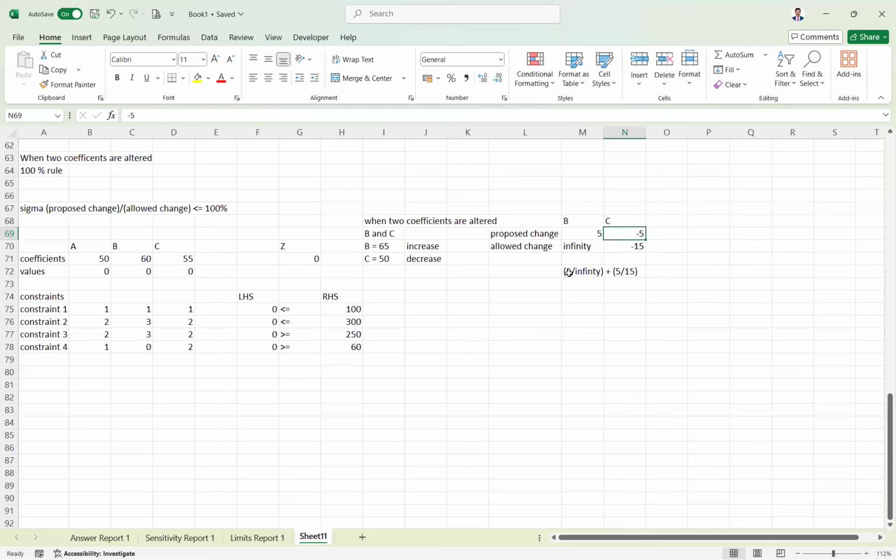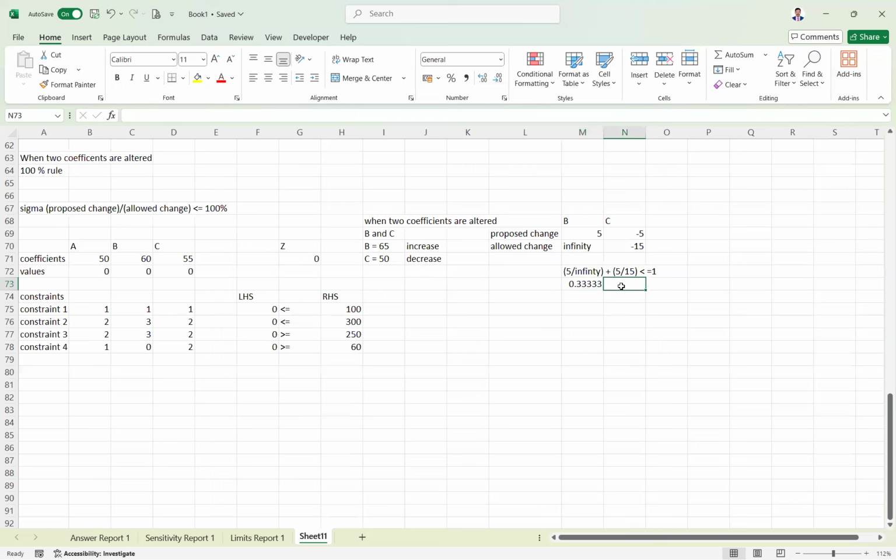You can take it as absolute values also. That is also fine. So this value, whatever this sum is, should be less than or equal to 100%, which is nothing but what? 100% means 1. So how do we do it? What is 5 by infinity? 1 by infinity is 0. 0 plus, what is 5 by 15? We'll just do it. Equal to 0, because one by infinity is 0, plus 5 by 15, which is 0.33, which is 33%.